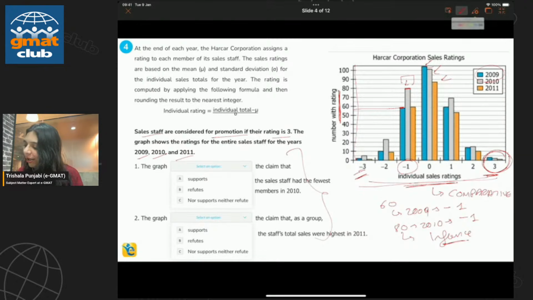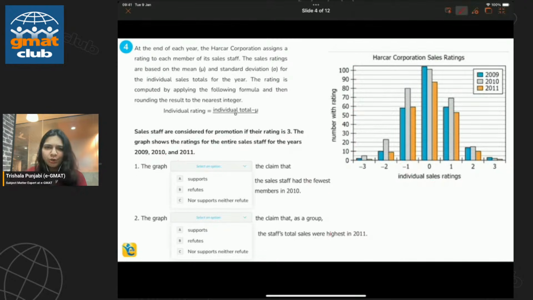Awesome. Now that we have understood what this is saying, let us go into the question. This says that the graph either supports, refutes, or neither supports nor refutes the claim that the sales staff had fewest members in 2010. So if we look at 2010, we are going to look at the gray areas, and it says fewest members.